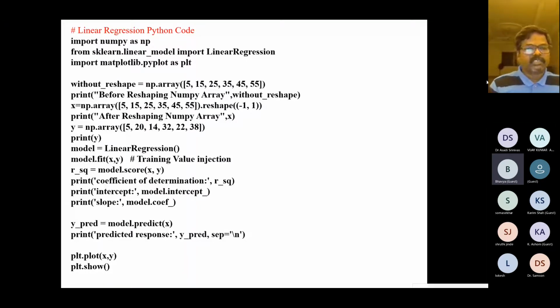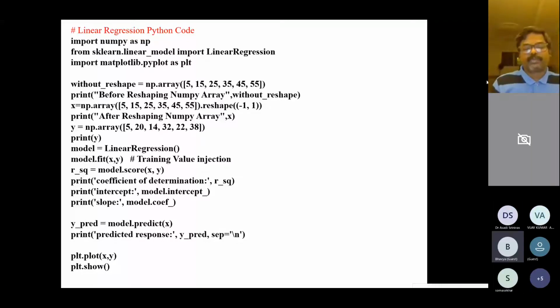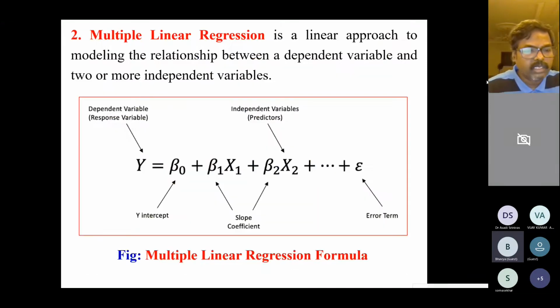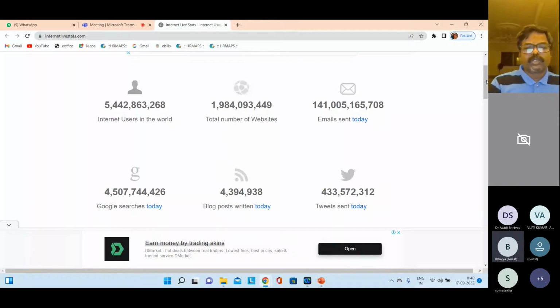Training value injection. Mean square error. model.score of x comma y. Print coefficient of determination, intercept, model slope, and y predicted value. We are printing the y predicted value. So plt.plot x comma y, plt.show. Now I'm going to demonstrate the practical. Here, this is the way we can execute. Okay, now I'm going to demonstrate.